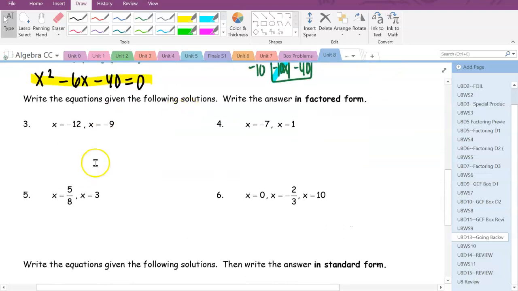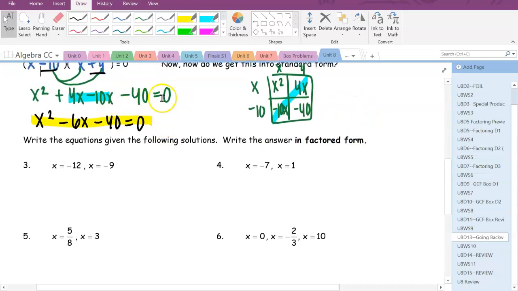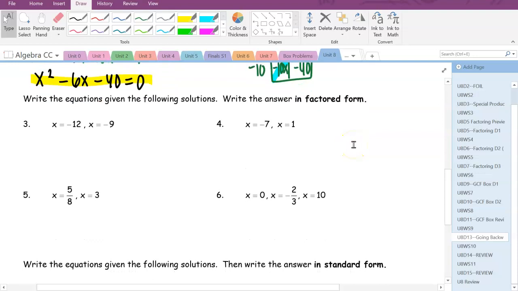All right, so now we're going to just try this again, but we're going to leave our answer in factored form. Okay, so we will not FOIL it out. We will still need to have the equals 0 though. Okay, so the first 2 are pretty self-explanatory because you have a solution of negative 12. We're going to start with an x plus 12. And a negative 9, we'll have an x plus 9 equals 0, and then that's it. Okay, this is factored form. This is all we're going to have to do.